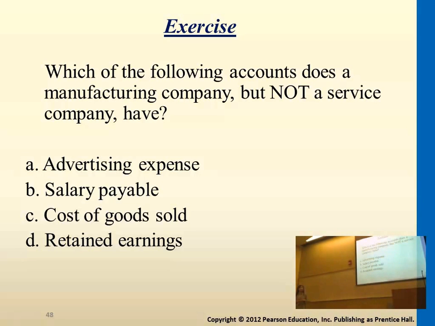Should be obvious. Cost of goods sold: a service company doesn't have inventory. We don't produce our own products, and we don't purchase products from others. A service company only provides skills, knowledge, and time, so they do not have cost of goods sold. All the others, advertising expense, payroll, definitely hire people, we advertise, market your product, retained earnings.